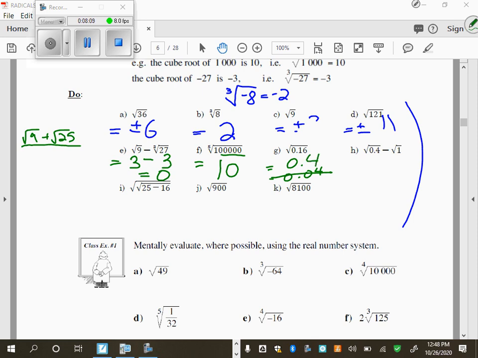Now technically it'd be positive negative, but because these are decimals and J and K are big numbers, I'm going to give you full marks if you just get the answer. But positive negative would even be better.